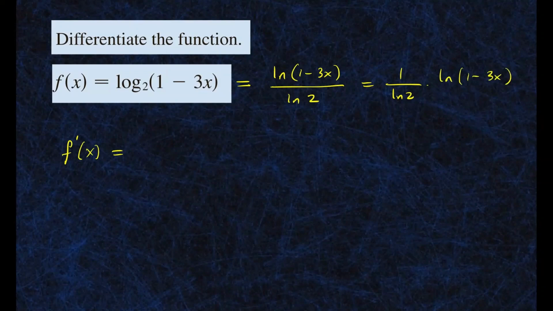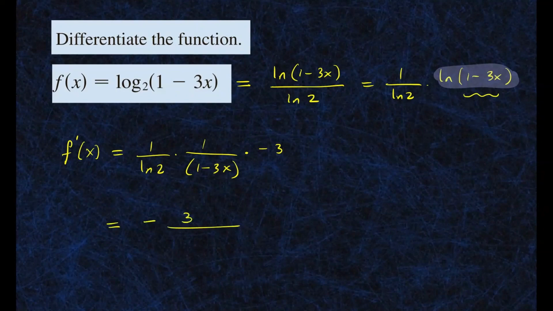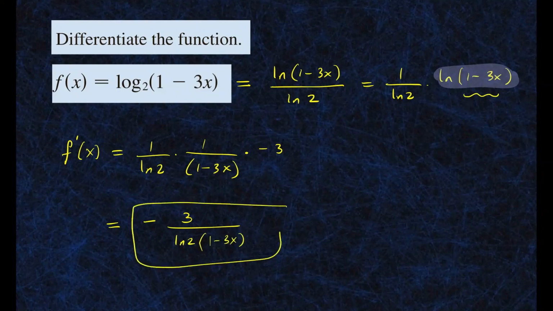So 1 over ln of 2, that's just a constant. So this is 1 over ln of 2 times, now if I differentiate this right here, it's 1 over the input. So this is 1 over 1 minus 3x, again times the derivative of the inside by using the chain rule. The derivative of the inside: derivative of 1 is 0, derivative of negative 3x is negative 3. So therefore, that's our answer. Simplifying it, this is just negative 3 over ln of 2 times 1 minus 3x. So that will be our f prime of this function.